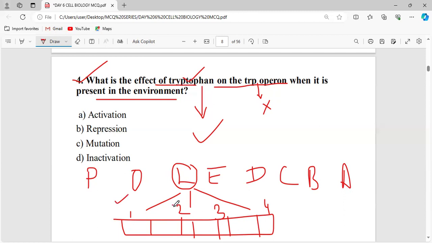And when regions 1 and 2 pair with each other, we get a pass signal. If 2 and 3 are paired, we get the anti-termination signal. And if 3 and 4 are paired, we get the termination signal. When 3 and 4 are paired, it is the termination signal, and if 2 and 3 are paired, we get the anti-termination signal, and if 1 and 2 are paired, we get the pass signal. The signal is very important.